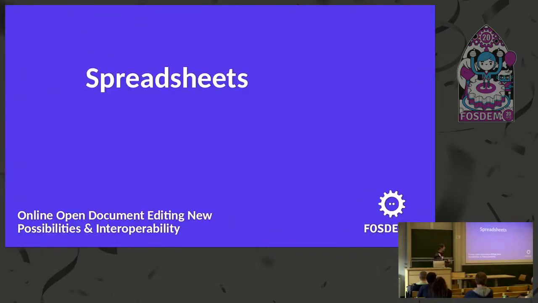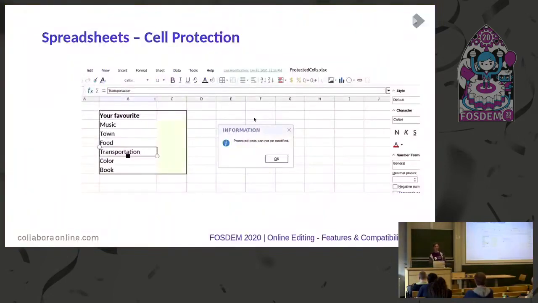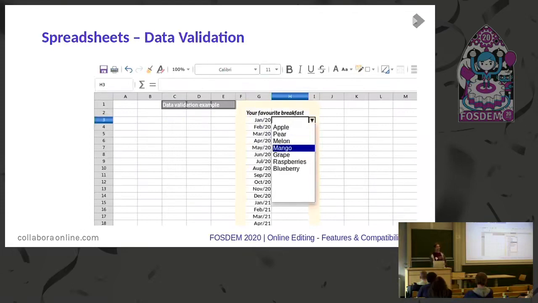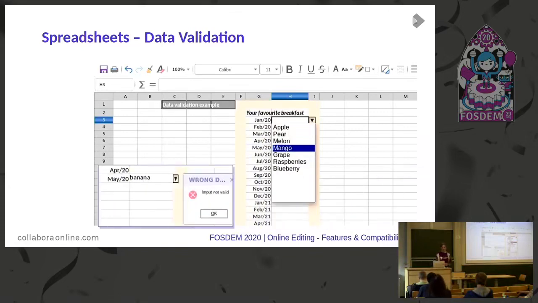The next thing is about spreadsheets, which are often used. Also here, cell protection. If you try to change something that's protected, it will just fail and you will get notified. Data validation. Most people know it. Anyway, for those people working with spreadsheets online, it's just available. And if you try to do things that are not allowed, again, you will be notified.